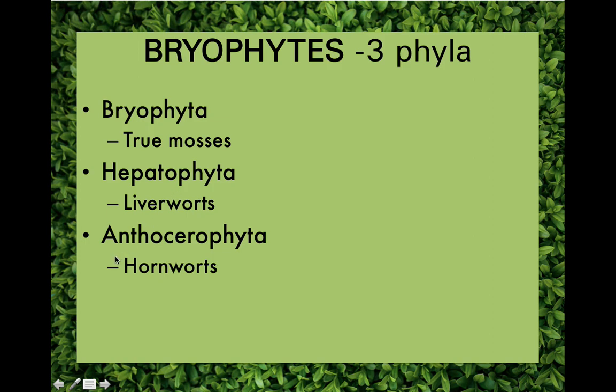And then our third phylum is the Anthocerophyta, or the hornworts. And this name, antho means flower, cero means horn, like a rhinoceros, or keratin is the stuff that makes up horns and scales and feathers, for that matter. So these are plants that have a horn-like sporophyte, which is where they get that name.